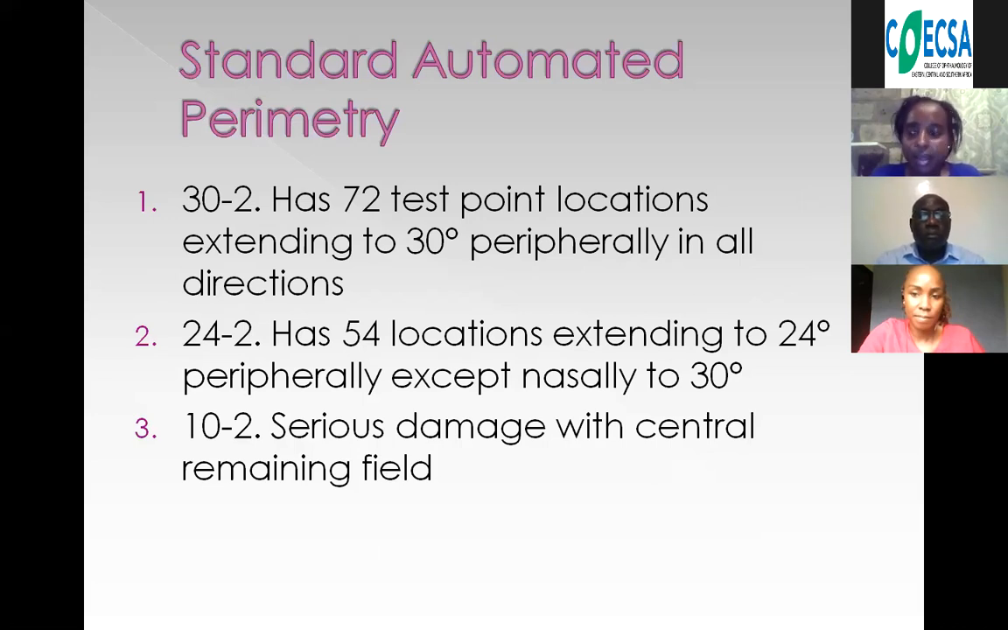So we have the 30-2, which is the 72 test points, and it extends to the periphery up to 30 degrees. The 24-2 has 54, extending to 24 degrees peripherally, except it extends to 30, and the 10-2 is for serious damage with a central remaining field.